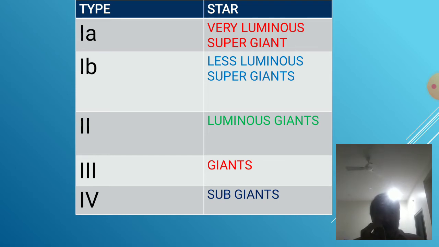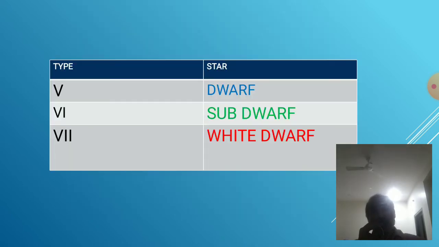Next, average mass stars belong to less luminous supergiant stars. Normal mass stars belong to luminous giants. So giant, subgiant, like that only. Less mass stars belong to subdwarfs, white dwarfs or dwarfs only.